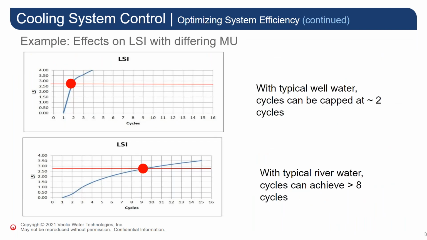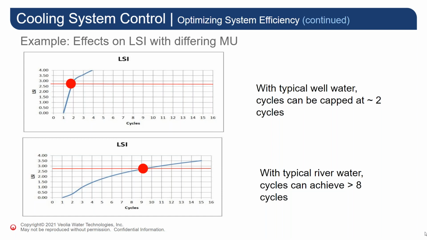Some other factors impacting the maximum safe scale for the system are the types of dissolved solids in the makeup water, especially calcium and alkalinity. In this slide, we see how the differences in alkalinity and hardness in our makeup water affects the ability to achieve higher cycles due to their impact on the LSI.